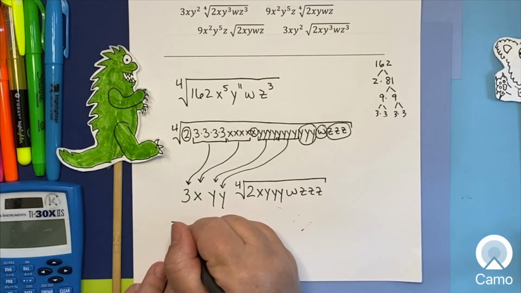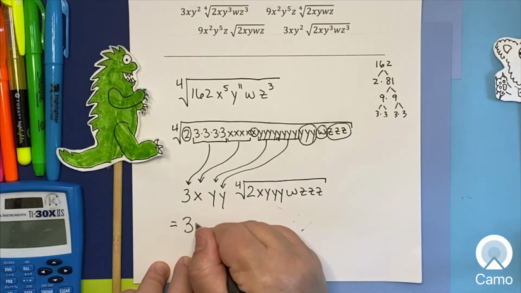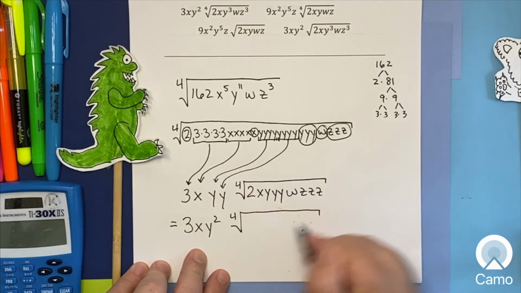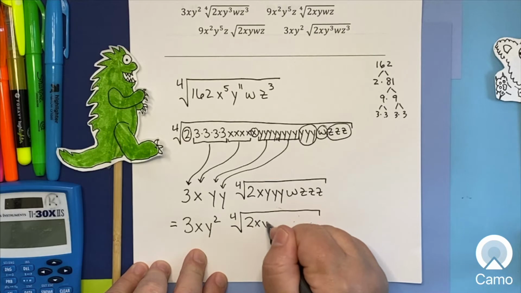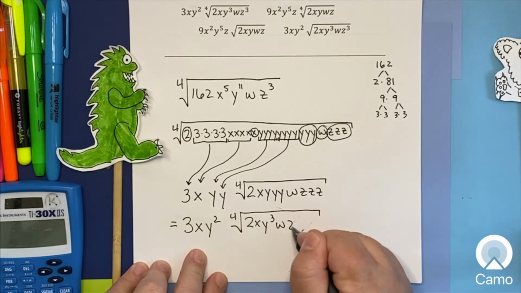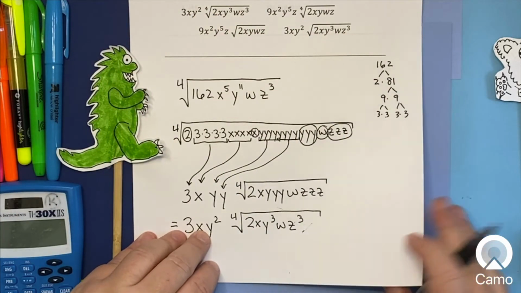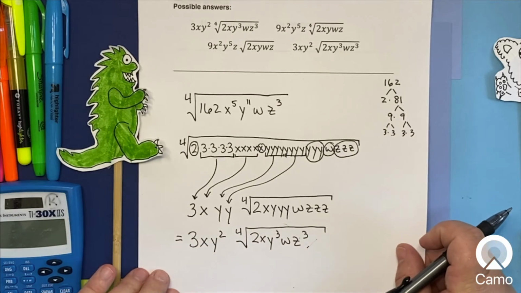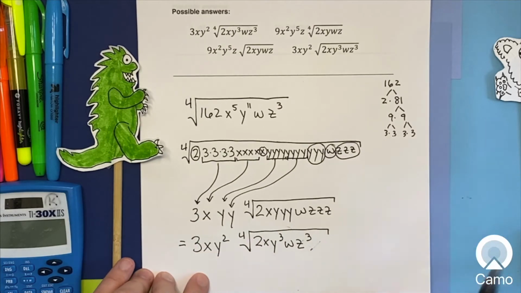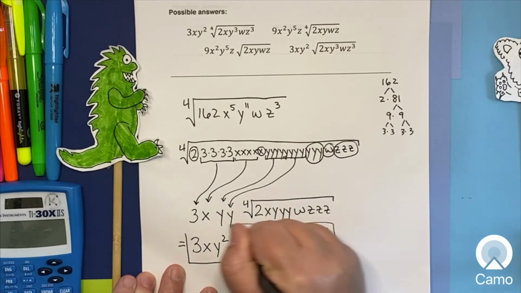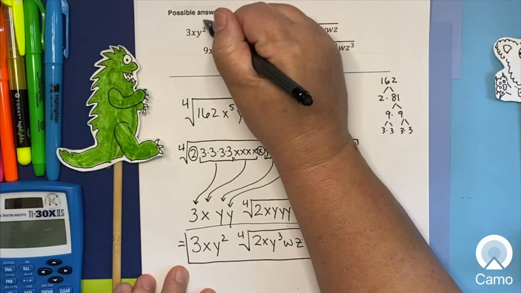So now let's make this look pretty. 3x y squared times the 4th root of 2x y cubed w z cubed. Now remember that Canvas will change the order of the answers, but when I write up the practice test, apparently I forgot to. So look at that. Our correct answer just happens to be the first one right there.